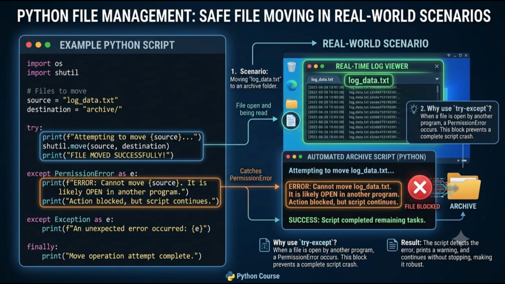What if a file is open? We should wrap our move command in a try except block. This prevents the script from stopping if one file is being used by another program.